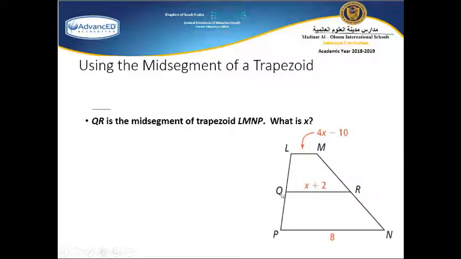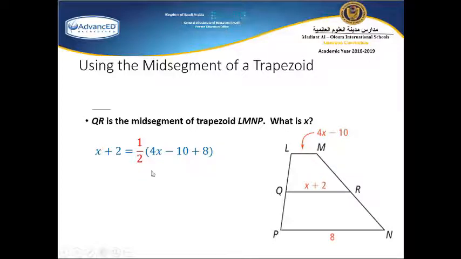Let's solve this question. QR is the mid-segment of the trapezoid LMNP. What is X? Since QR is the mid-segment, according to our theorem, this mid-segment equals half the sum of the two bases. Then X plus 2 equals half the sum of 4x minus 10 plus 8.